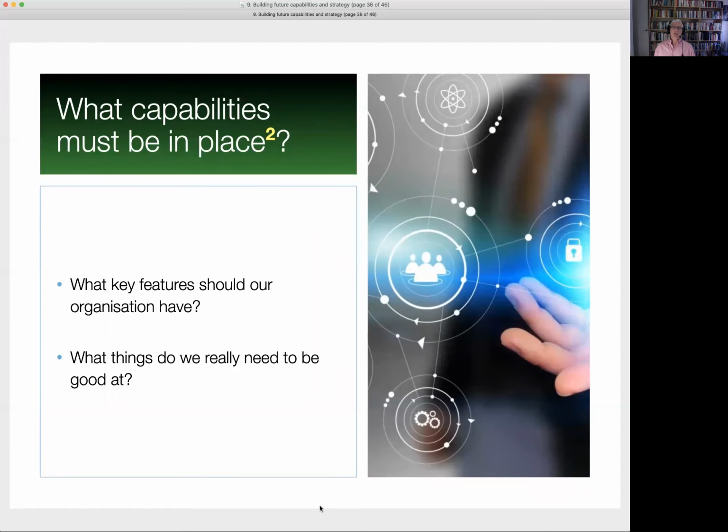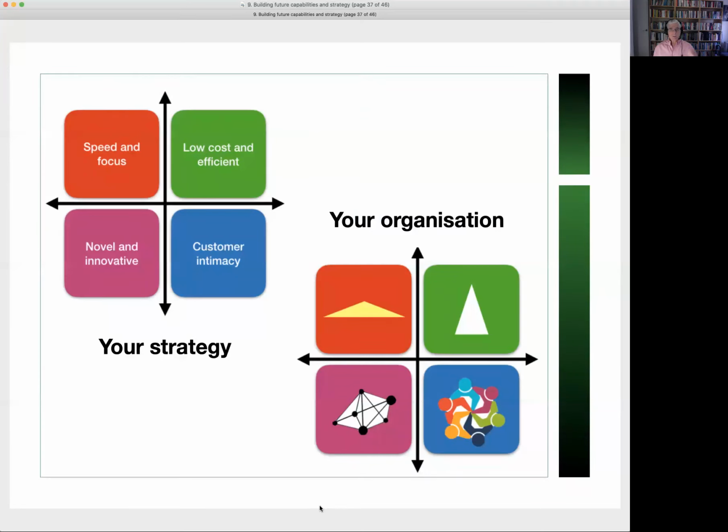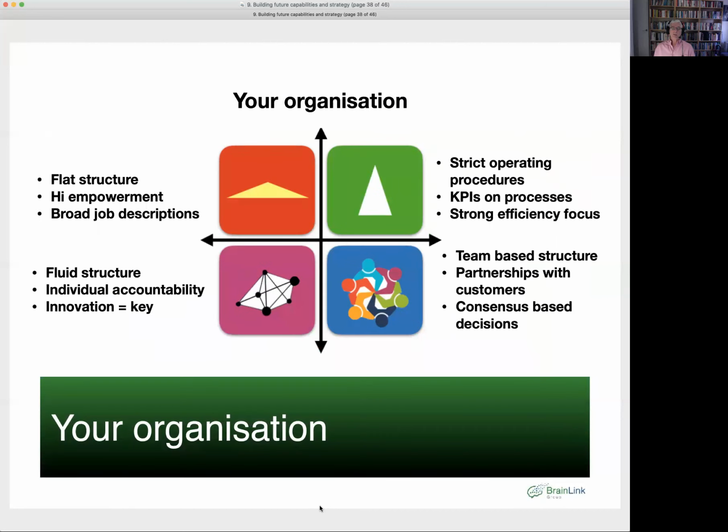The next thing is really to ask yourself, what are the capabilities that are needed to support this competitive advantage? So the capabilities of you as the company in your case study should really be, what key features does that business have? And what are the things they really need to be good at doing? And not surprisingly, this is closely linked to the strategy. So you can see that in each case, the type of strategy on the left-hand side is matched with the kind of organization and the kind of capabilities in the organization that is required. So let's have a look at the types of capabilities that exist in the organization.